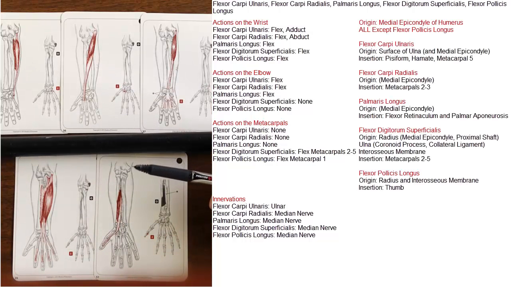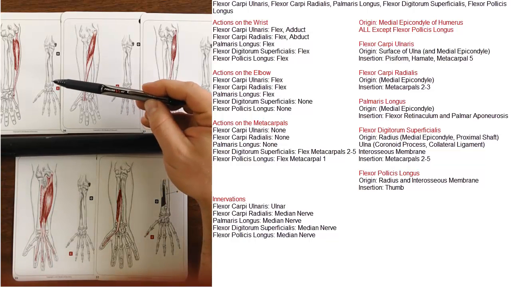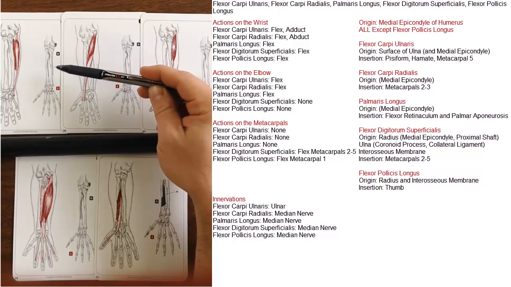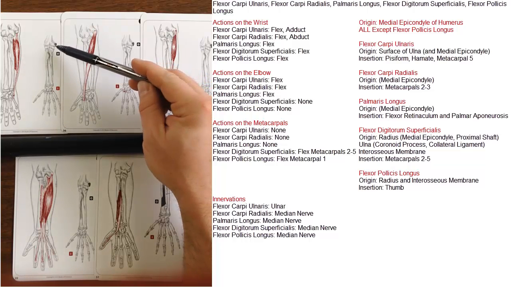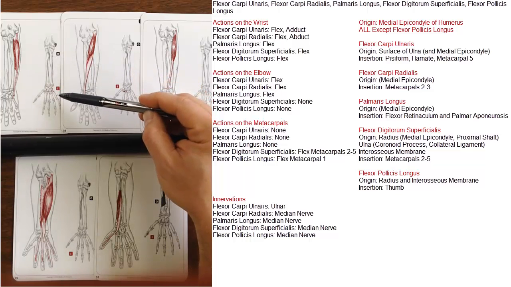Now, the origins of all of these is actually on the medial epicondyle of the humerus, except for the flexor pollicis longus. The origin for the flexor pollicis longus is actually on the radius and interosseous membrane. So going through them one at a time, you have your flexor carpi ulnaris. Its origin is on the medial epicondyle and then also on the surface of the ulna. It inserts on the pisiform, hamate, and metacarpal number 5.